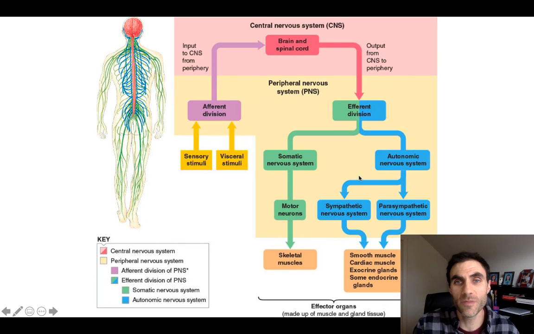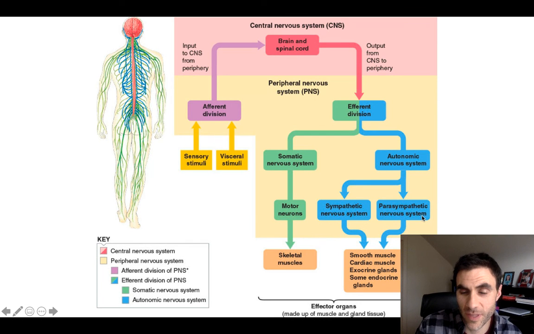So again, the nervous system is divided into a central and peripheral nervous system. The peripheral nervous system is divided into an afferent, sensory, and an efferent division, which we further divide into voluntary and involuntary divisions. Involuntary divisions of the autonomic nervous system are sympathetic and parasympathetic; we want you thinking fight or flight and rest and digest.